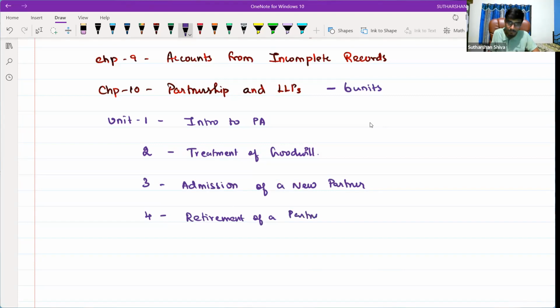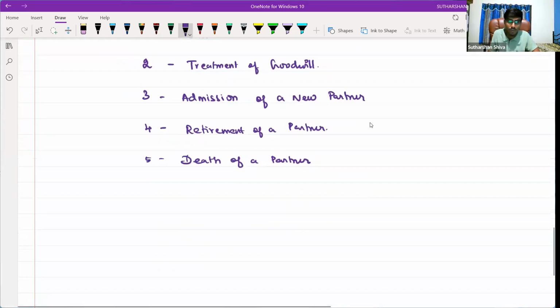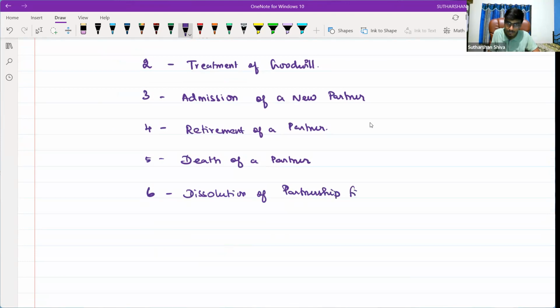Retirement of a partner, or there may be a case where the partner has died. Death of a partner. The fifth unit is everything you have studied in your 12th if you are a state board student. If you are a CBSE student, this chapter is also there for you, that is dissolution of partnership firm.